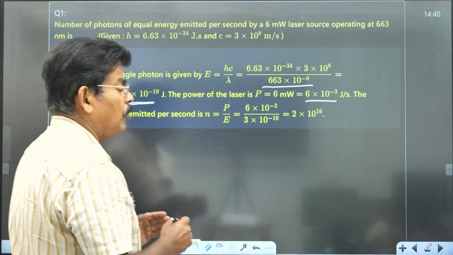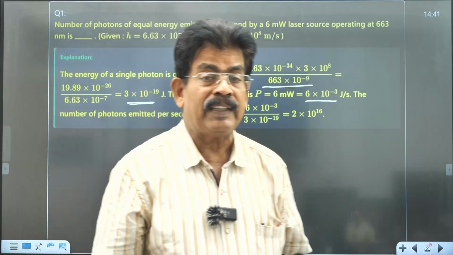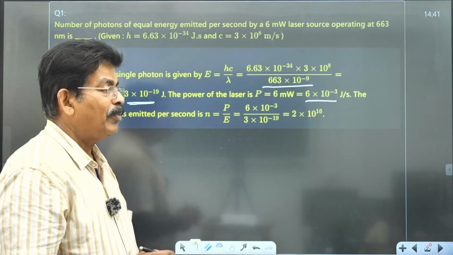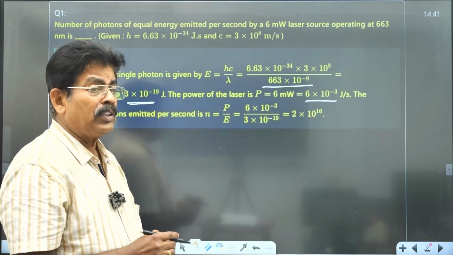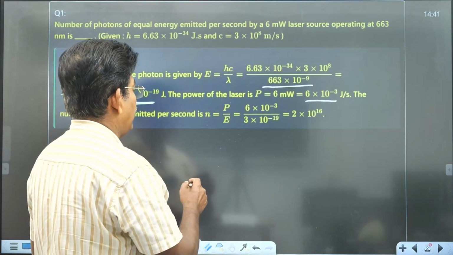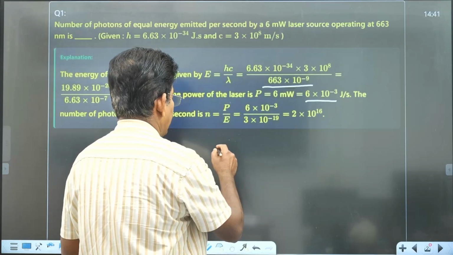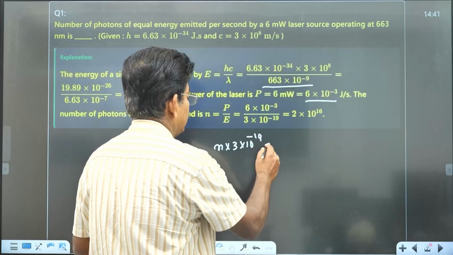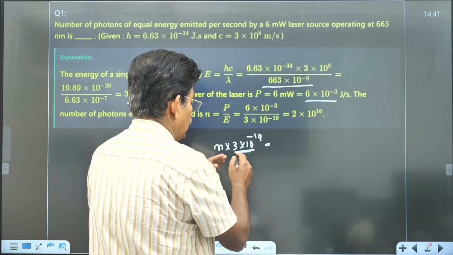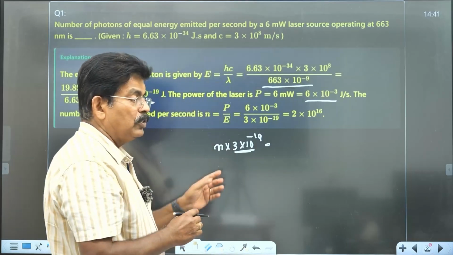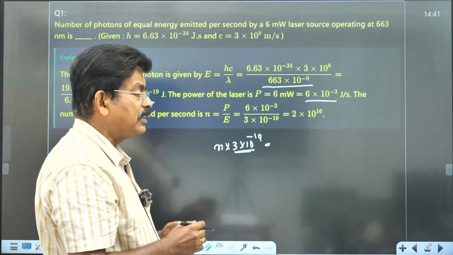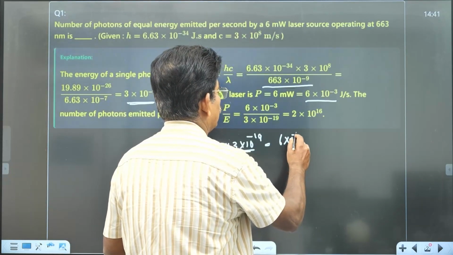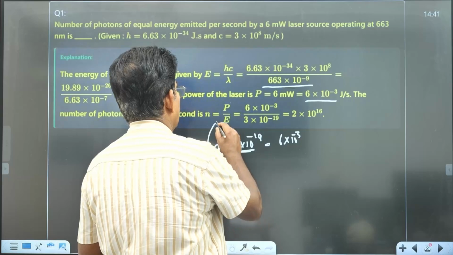We want the number of photons emitted per second. One photon's energy we calculated to be 3 into 10 to the power of minus 19. Let n photons be emitted per second. So total energy will be what? N into 3 into 10 to the power of minus 19. So this is for one photon, this is n photons per second. So n into 3 into 10 to the power of minus 19 will give you energy per second. But energy per second is given to be 6 into 10 to the power of minus 3. From here, we can come to the end.